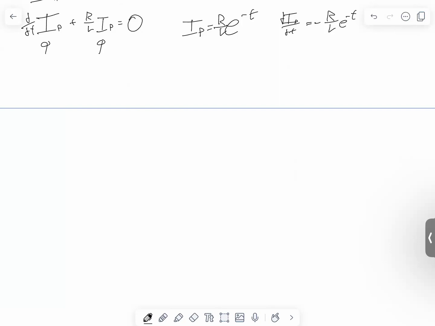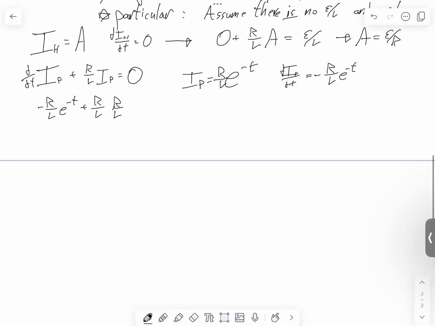What would happen if I plugged that in here? What would I get? Uh-oh. You see that? That doesn't equal zero. Negative R over L plus R squared over L squared. You could pull out an E to the negative T. That doesn't kill what we want.